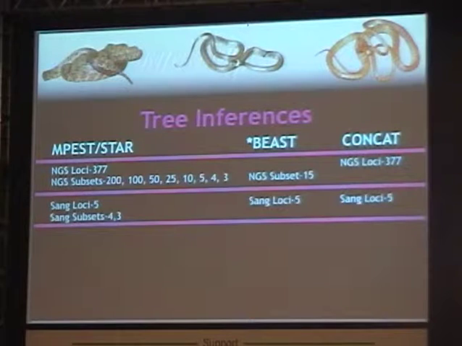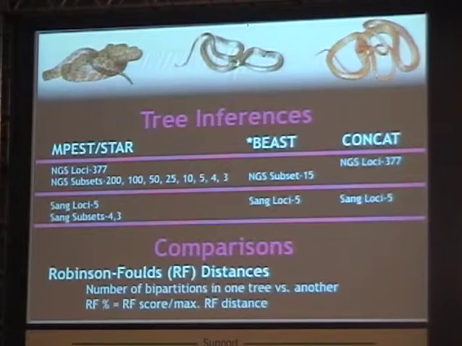And then the same thing with concatenation. Why not use all 5 and see what happens? For the comparisons, I used Robinson-Foulds distances to compare the tree topologies. And rather than use the straight up distance, this is a relative percentage, so it's a little bit more comparable across different trees or across different methods.